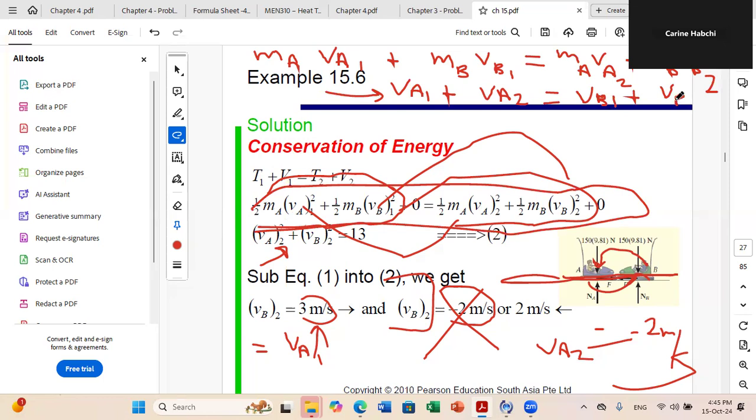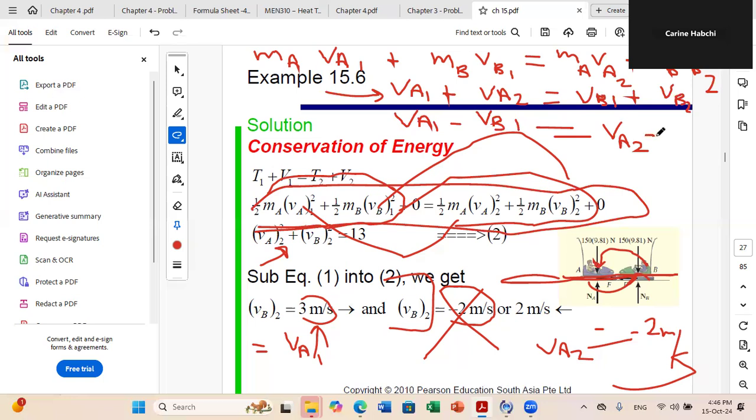And if you want to take your unknown to one side, you can take VB1 to this side because it's known. So VA1 minus VB1. So always, when total kinetic energy is conserved, you can say that VA1 minus VB1 is equal to VA2 minus VB2. This is always applicable whether you have the same mass or not. But if you have the same mass, the solution of your system will give you that VA1 is equal to VB2 and VB1 is equal to VA2. This is the addition if you have the same mass.